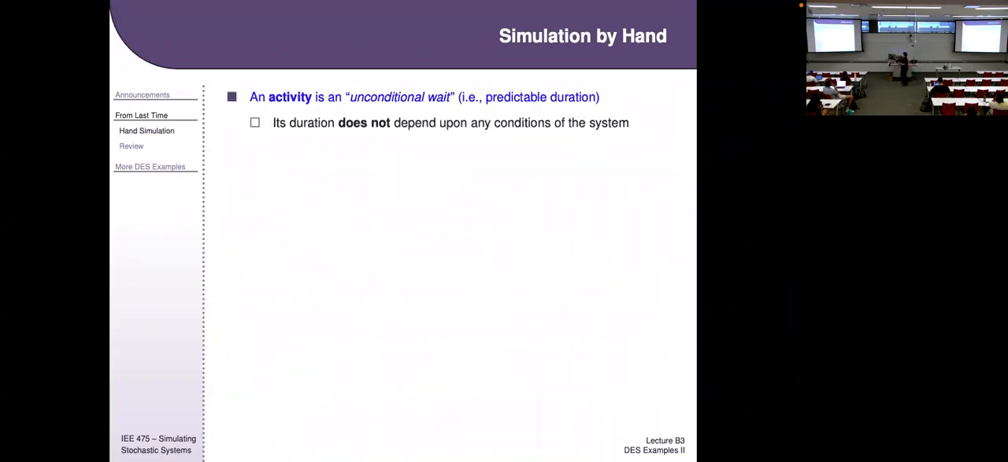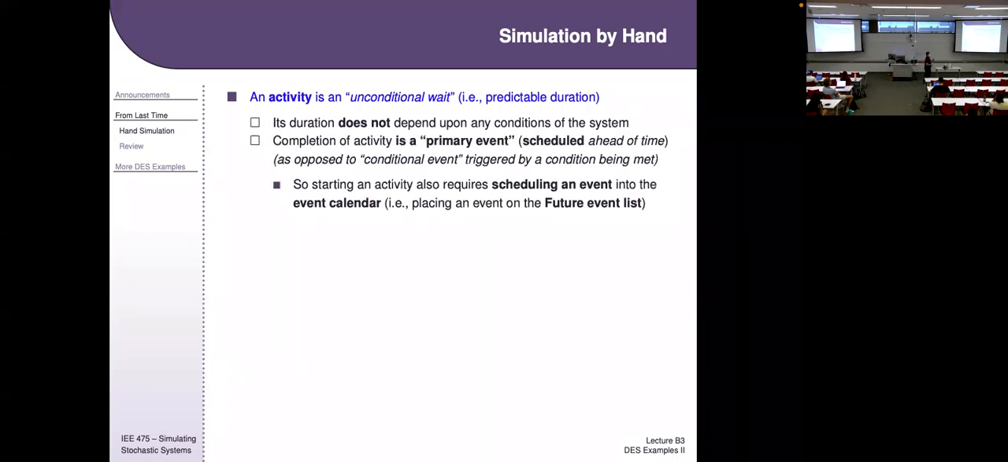An activity is an unconditional wait. It's predictable. It does not depend upon conditions of the system. Completion of that activity is what we call a primary event. That means it's scheduled. So in your simulation logic, if you know an activity is about to start, you always schedule the end of that activity. So that event happens because it was pre-scheduled. It was known ahead of time, regardless of what's going to happen in the system. This activity started now, so there will be an event in such amount of time that I can draw from some distribution that is independent of the sim. So that's what we refer to as a primary event.